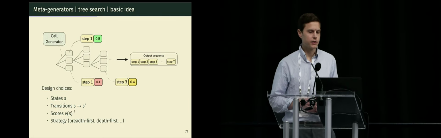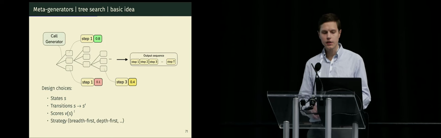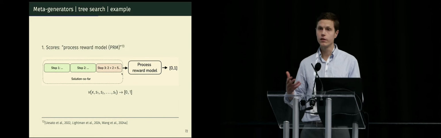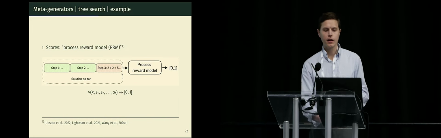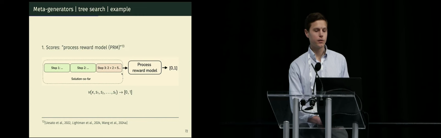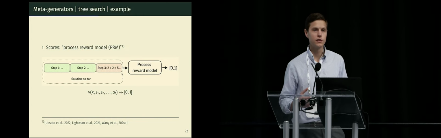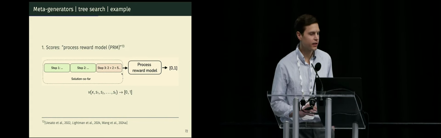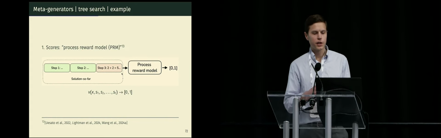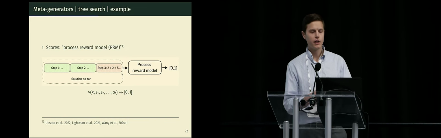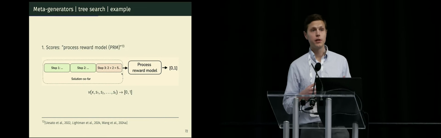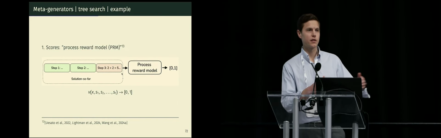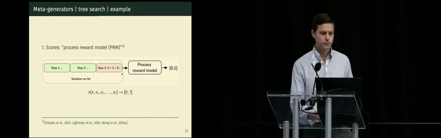In general, if you're going to try using tree search, you have to think about what your states are, what it means to transition from one state to the next, how you get these scores, and what actual search algorithm you are using. So let's look at a concrete example with the math problems again. Here we're going to generate one step of the solution at a time, so our transitions are pretty simple. We're basically just going to append the next step to the previous steps and move through the tree in that way.